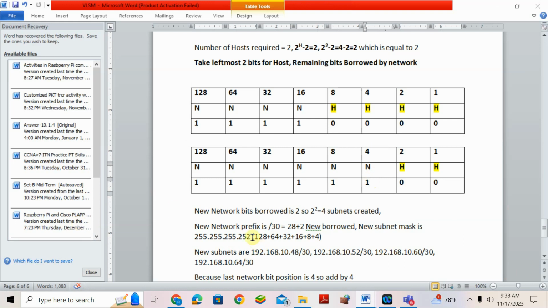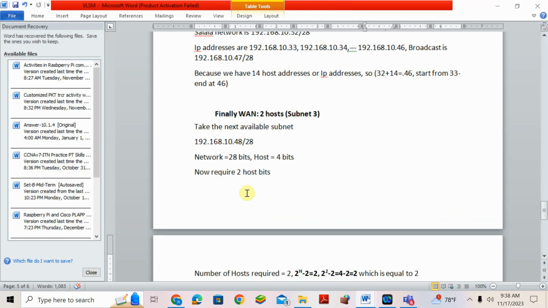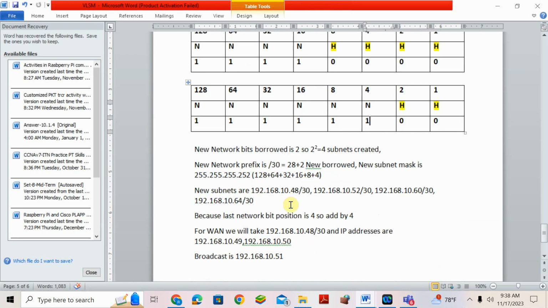So start with the question. What was the question? We started with 192.168.10.40. That is the first network. Okay. Slash 30 will be the first one, because we have network bits now 30. Second will be add by 4, because the last one will be 4. So 52. Next is 60. Next is 64. Okay. Now we take the first one for the, which one? WAN. We take this one.